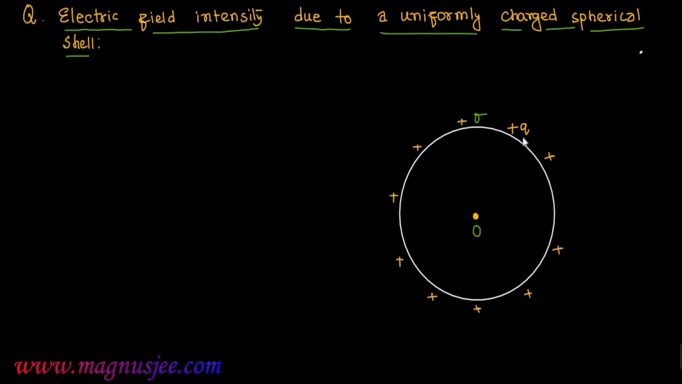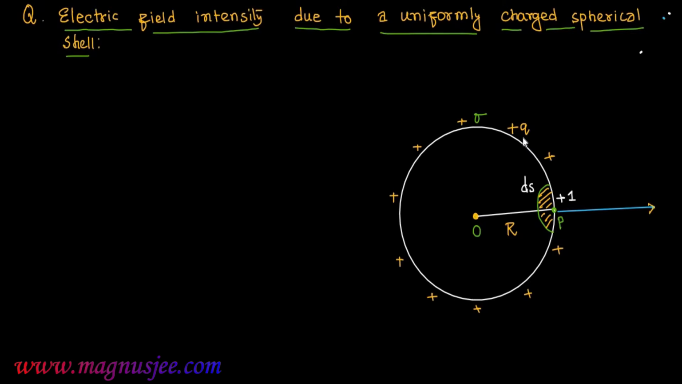Sigma is the surface charge density of this spherical shell. Capital R is the radius of this shell. We consider a point P on the surface. A unit positive charge, that is +1 charge, is placed at the point P, and ds is the small area, or the elementary area, at the point P on the surface of the spherical shell.